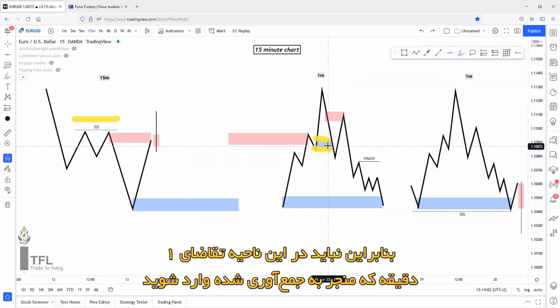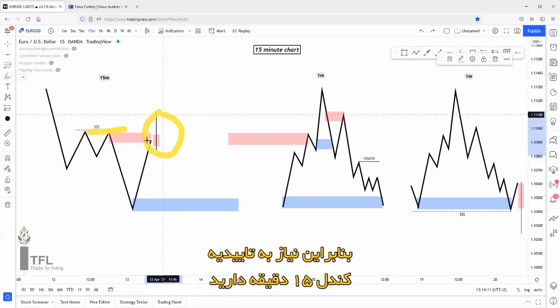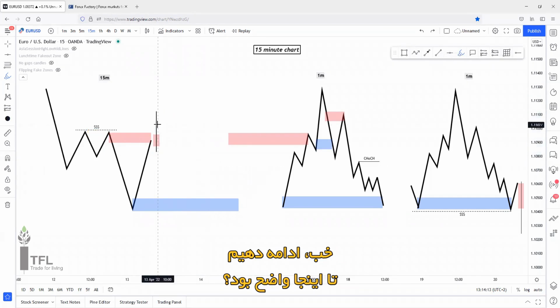So you can't open a position on this demand zone. You can't open a position on this 1 minute demand zone that has caused this sweep because this is a 15-minute liquidity and 15-minute zone. So you need a 15-minute candle confirmation for this. Okay, let's just continue this. Does it make sense yet?